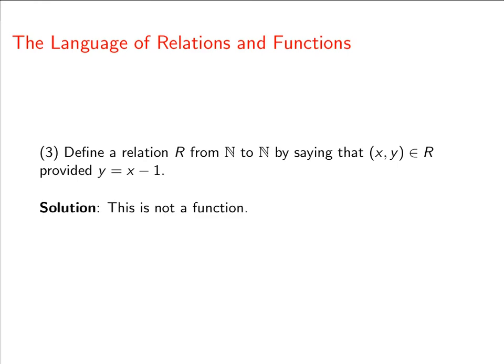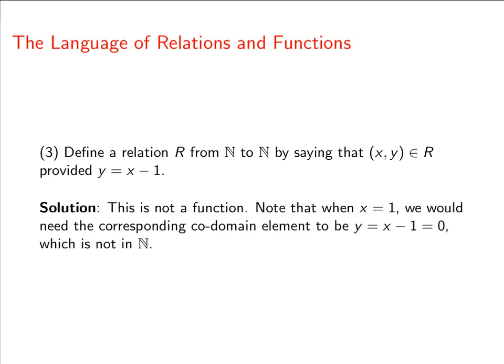Okay, this is not a function. What happens if we plug in x equals 1? The corresponding codomain element would have to be 0, but 0 is not a natural number. Essentially, the idea here is that 1, which is in the domain, does not get mapped to anything.